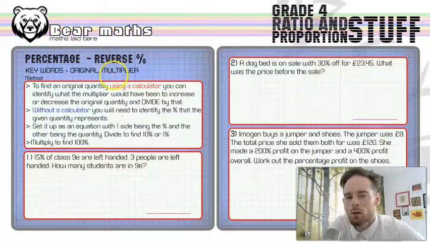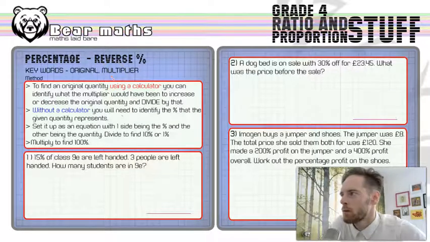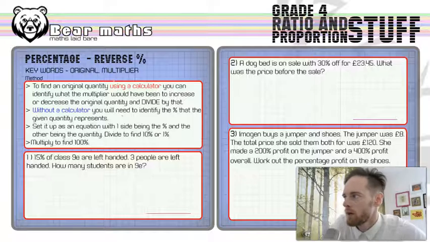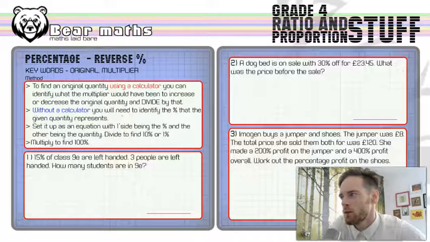A multiplier is a number that you can use to make quantities bigger or smaller quite quickly using a calculator, which I've done a video on previously, but in this instance we're going to be using the multiplier backwards. So instead of multiplying, we're actually going to be dividing. Now, to find an original quantity using a calculator, you can identify what the multiplier would have been to increase or decrease the original quantity and then divide by it, because you're working backwards.